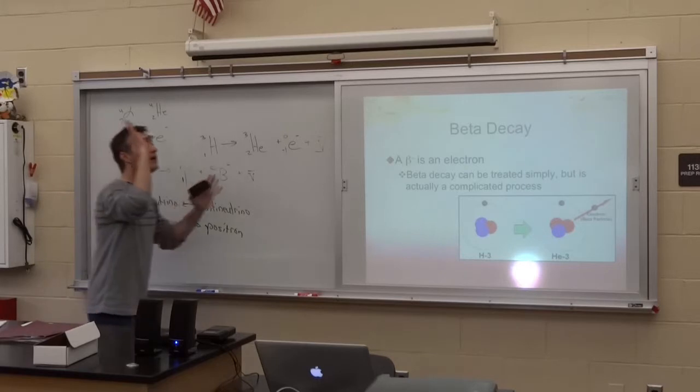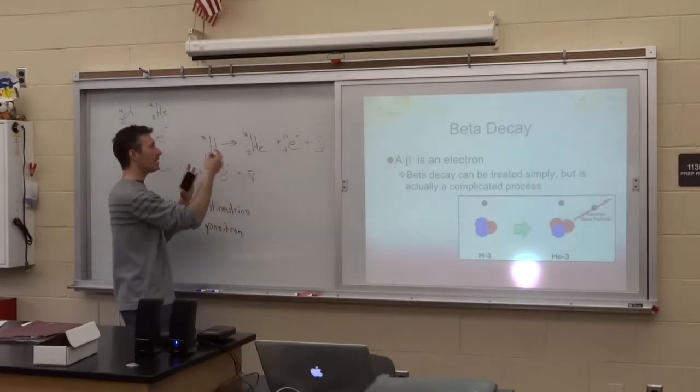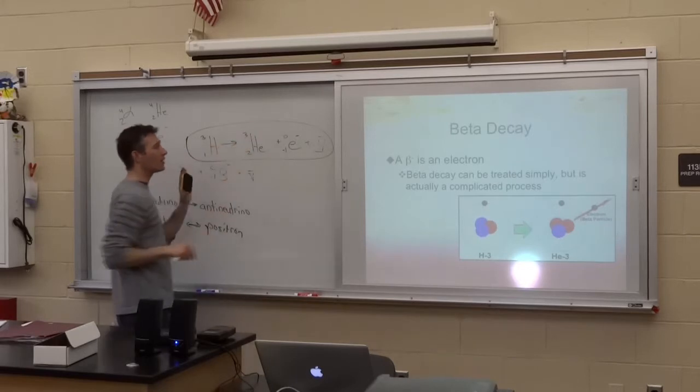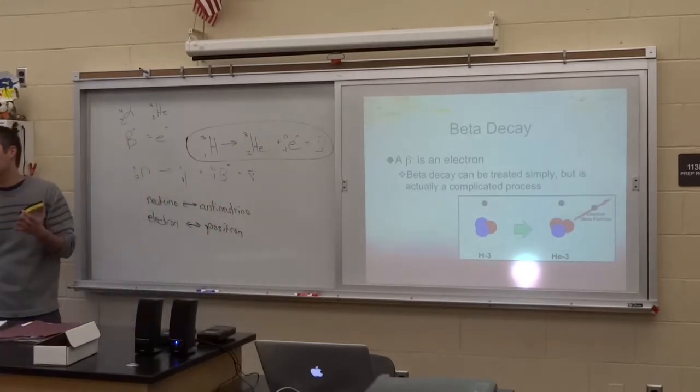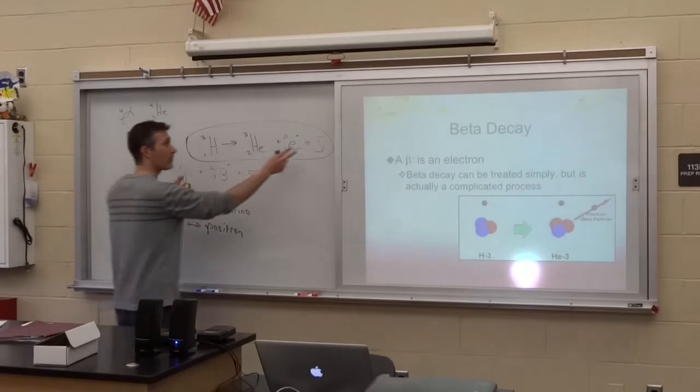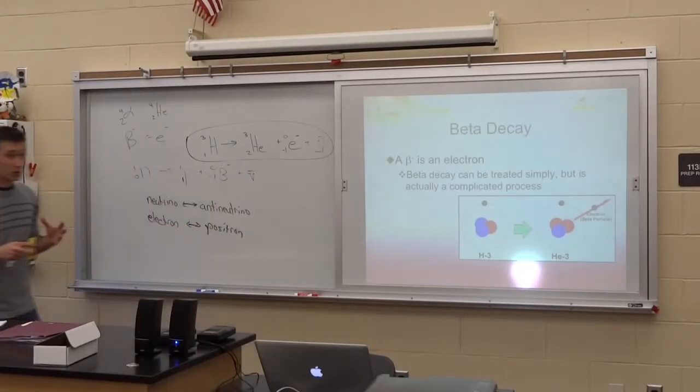Alright, so we really can treat beta decay as this fairly simple thing, that we just shoot an electron out of the nucleus, but we want to appreciate that there's more to it than that, because electrons don't live in the nucleus. So there is more to it than that. But we do need to know that this antineutrino is created.